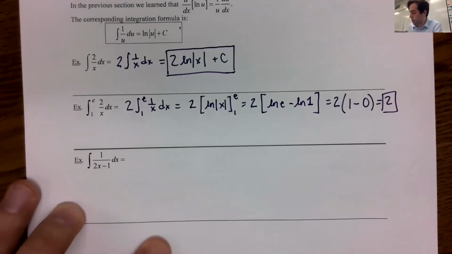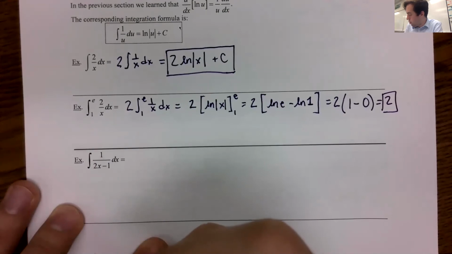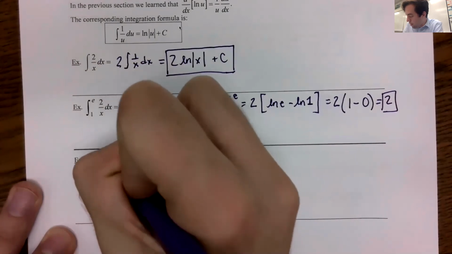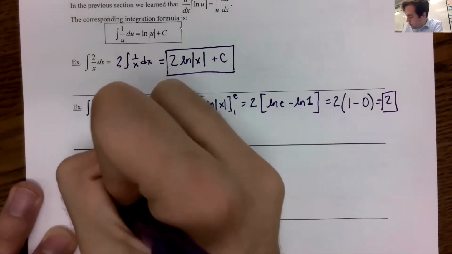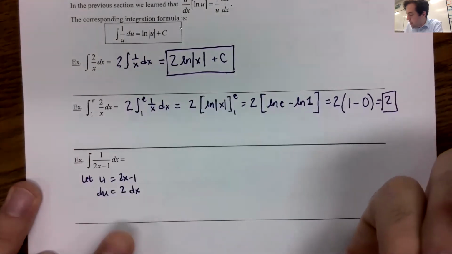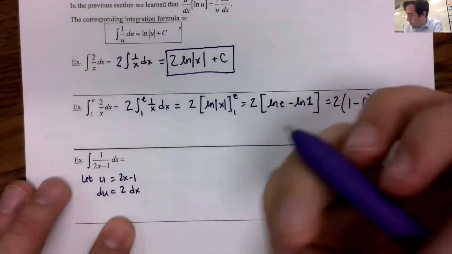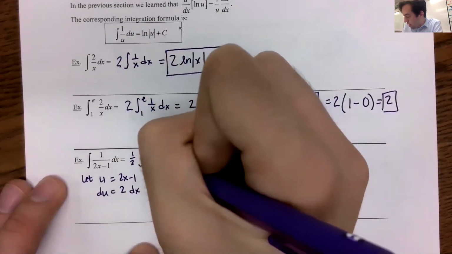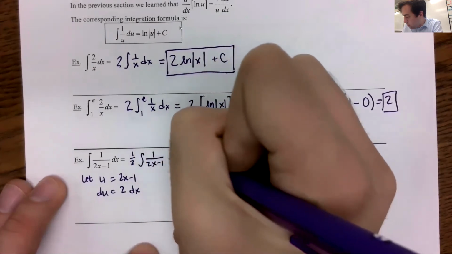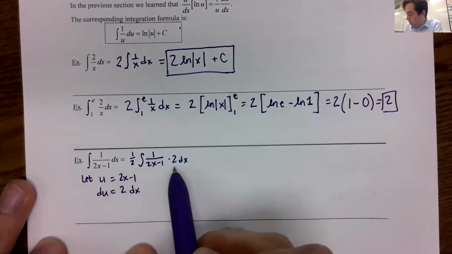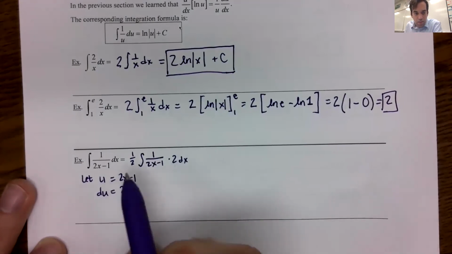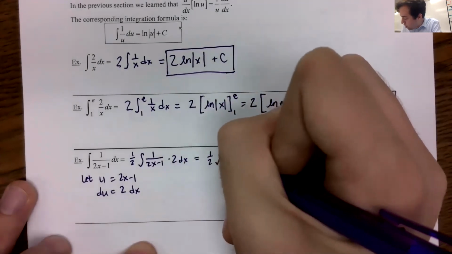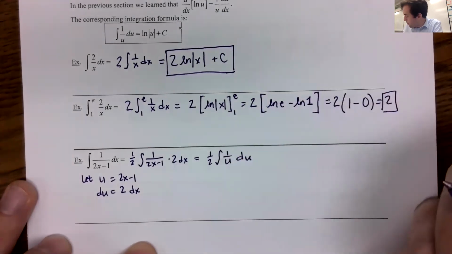Next question. So in this one, I am going to let u equal 2x minus 1. So du is going to equal 2 dx. And so when I plug in here, first I'm going to set it up with the 1/2 and the 2. So I'm going to pull 1/2 in front and multiply by 2 on the inside. Those will cancel out to get me the original integral. And so now I have 1/2 the integral of 1 over u du.